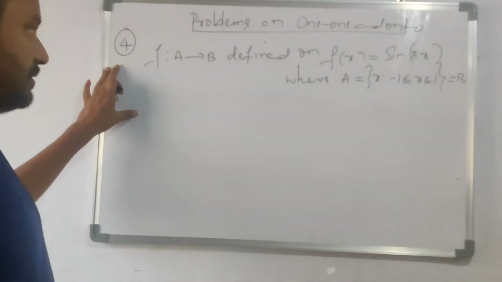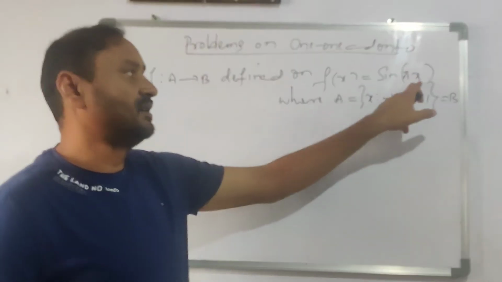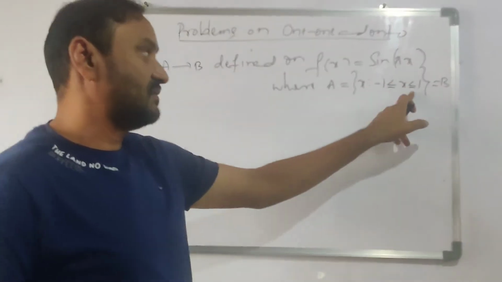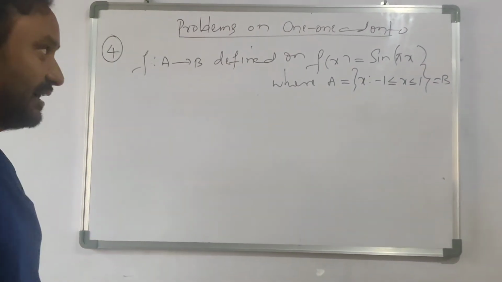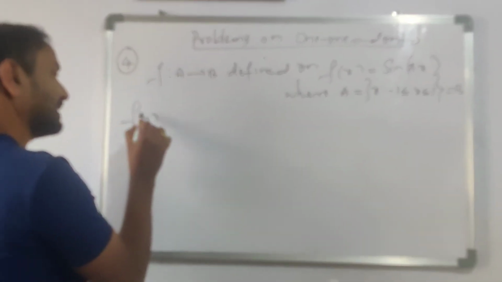So example 4. f: A to B is defined by f of x equal to sin pi x, where the domain is minus 1 to plus 1, and it is equal to the codomain. Again I am taking the graph of this function, that is f of x equal to sin pi x.